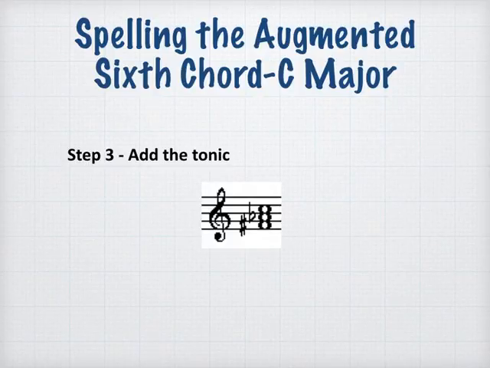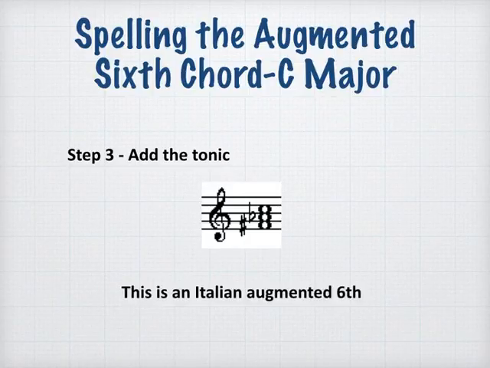So you have the F sharp and the A flat, the two leading tones. The tonic in the key of C is C. So add the C. In fact, this is the first augmented sixth chord you will learn. It's called the Italian Augmented Sixth. The Italian Augmented Sixth is found in the French Augmented Sixth and the German Augmented Sixth.